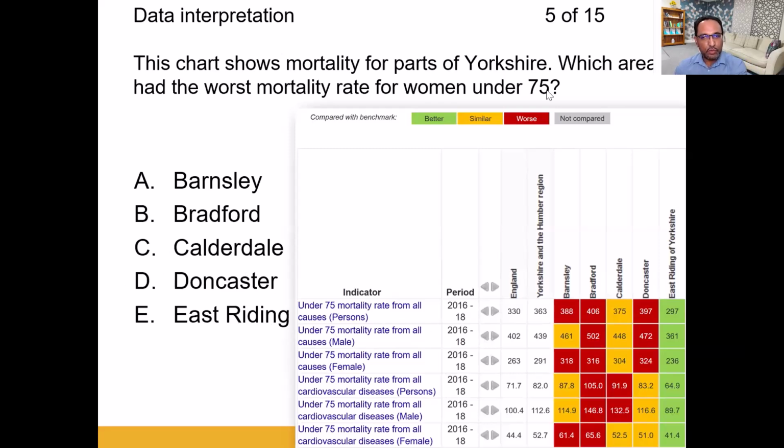Okay, so the question is asking which area had the worst mortality rate, specifically for women under 75. So if we look at the table here, you can see this is mortality rate from all causes for persons. This includes male and female. This is just for men, and this is just for women. So, first thing is to make sure you're looking at the right line. Okay, we're looking for this line here, women under 75, and mortality means death for any reason.